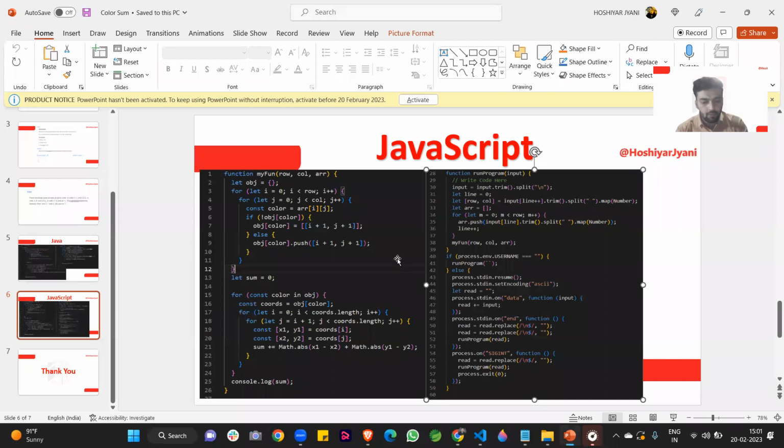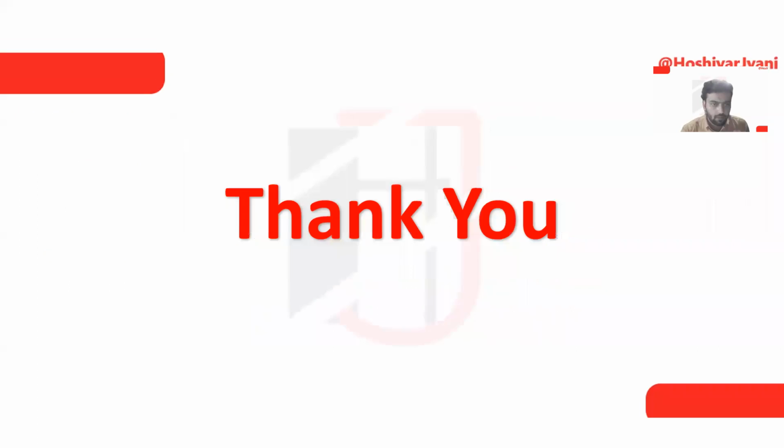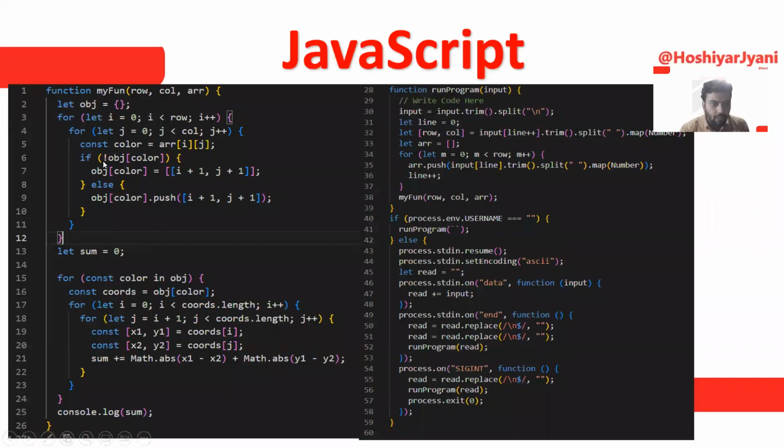So after that, guys, you can see here, if our object is not containing the key, then we simply store it in the object with the key, and we pass the value with one-based indexing. And if our object is containing it, then we simply push into our object. This is a simple step. After that, we create a sum variable.